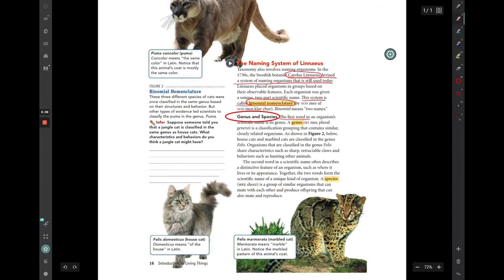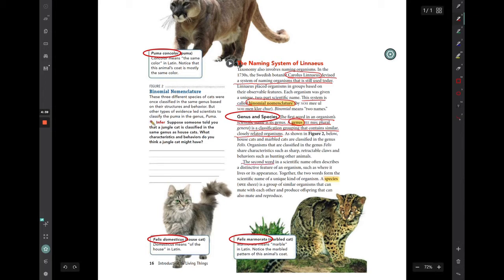So the first word in the organism's scientific name is its genus name. And the genus is just the classification grouping that contains similar, closely related organisms. So if you look at these three images here of the different cats, and we look at their scientific names, this one is Felis marmorata, this is Felis domesticus, and this one is Puma concolor. If the first name in the scientific name is the genus name, we see that two of these are in the same genus because they share the same genus name. Both of the ones at the bottom are in the genus Felis. The one at the top is in a different genus, so it would be slightly different. It would not be as closely related as the two at the bottom.